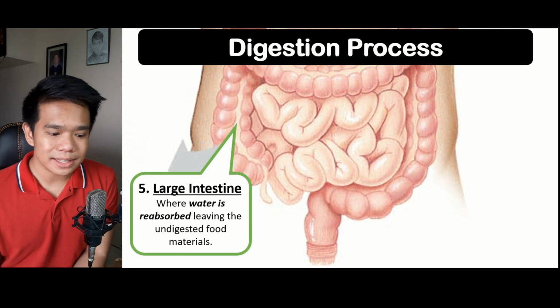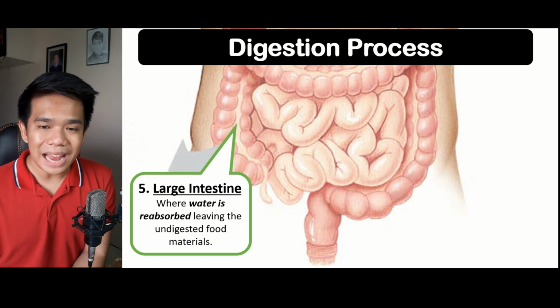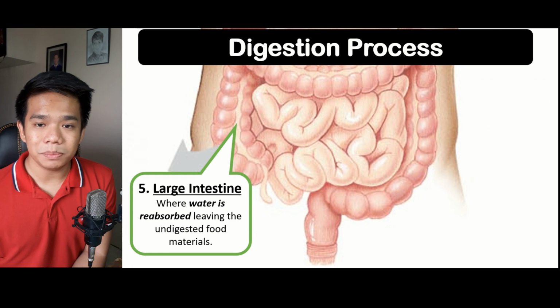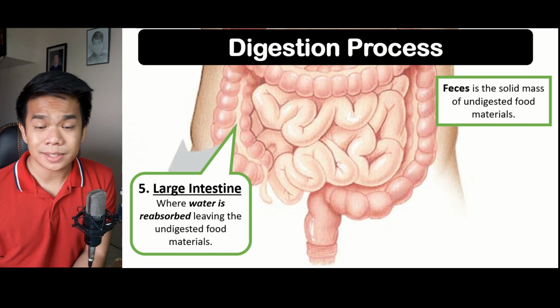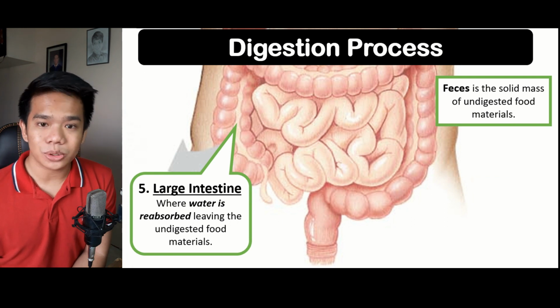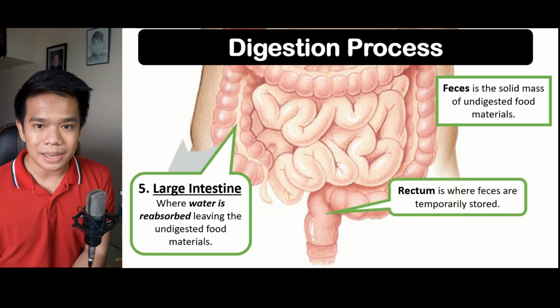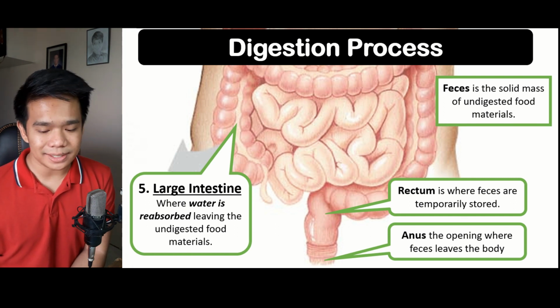So the large intestine is the site in which the water is reabsorbed back to the body, remaining only the undigested solid food particles. So what will happen to the undigested food materials is that they will be compressed together and they will form the feces. So the feces is considered as the solid mass of the undigested food waste. So once the feces has been collected, they will be temporarily stored within the rectum. And once the rectum is full of feces, that's the time that it will be eliminated from the body. It will flow out of the body through the anus, which is considered as the opening through which the feces leaves the body.